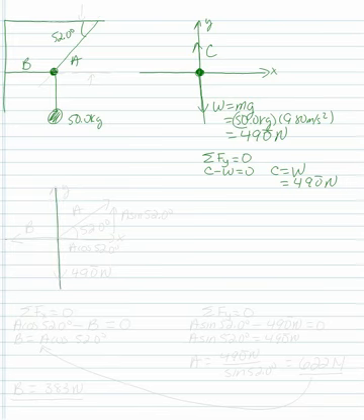Here are our axes, x and y. Let's draw forces. Forces leave the knot. Forces don't enter a knot. Here's A. We want this angle. This angle is 52 degrees. You have to know a little bit of geometry.